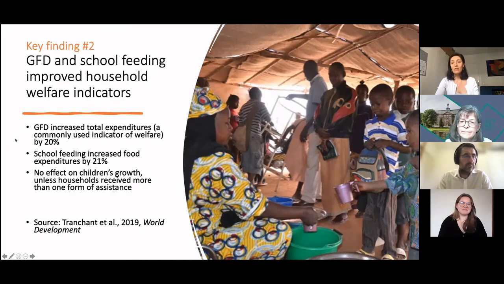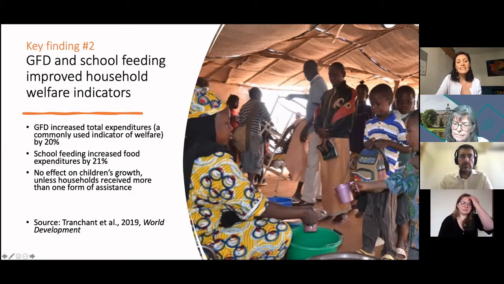When we look at nutritional indicators of kids as measured by height, we don't see a strong effect on children's growth, unless households receive more than one form of food assistance. There may also be measurement errors there, but we can leave that for the Q&A. And these are findings from the Tillman paper. So we find that overall there was improved household food security and welfare.